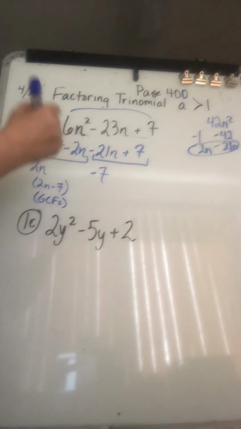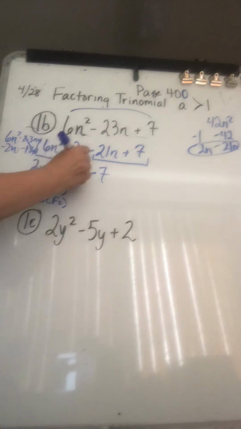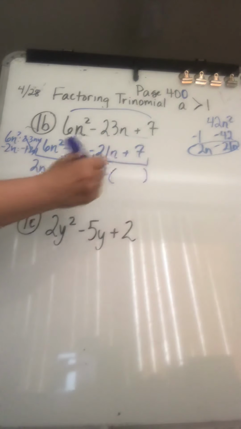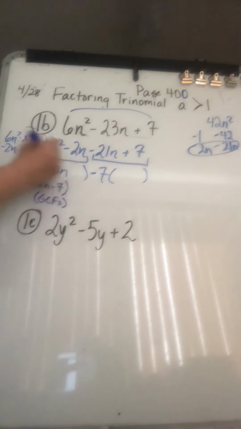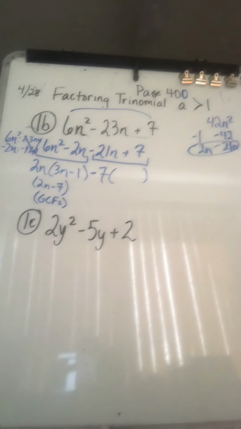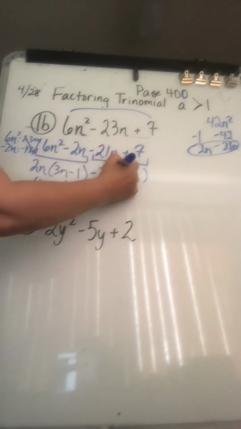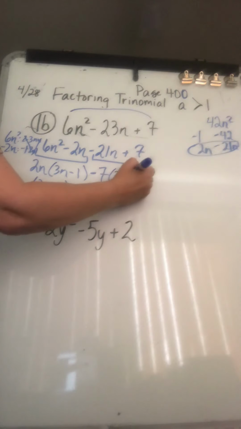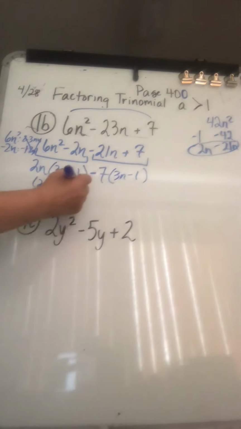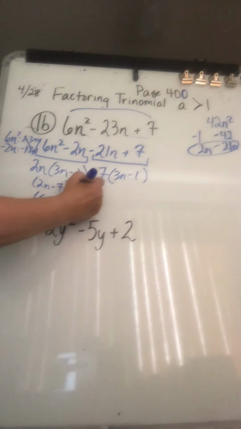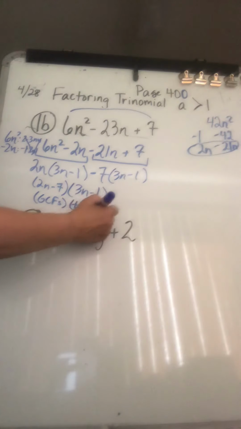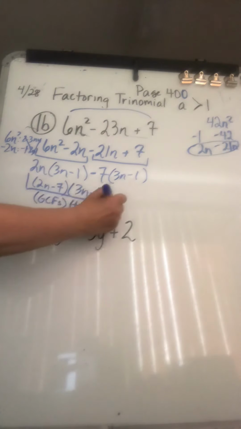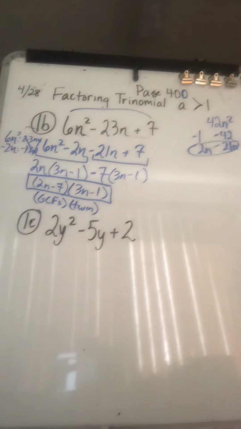Okay, now I need my twins. So now here comes the parentheses. I have a 3 and an n left. And here, all I have is a -1. Now, I already know it's an identical twin, so it is going to look exactly the same. 3n minus 1. And voila, here we go.